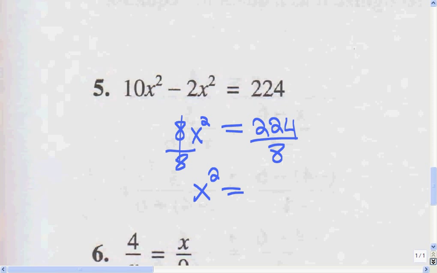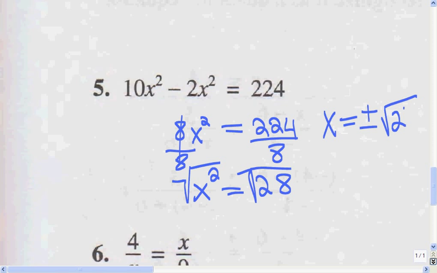224 divided by 8 equals 28. And 28 does not have a square root. So x equals plus or minus the square root of 28. Well, what I mean when I say it doesn't have a square root, I don't mean that it doesn't have a square root, because it does. It just doesn't have a perfect square root. The square root is going to be a number with some sort of crazy decimal behind it. So I just leave it under the radical.